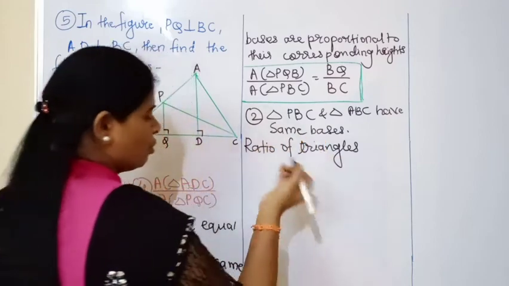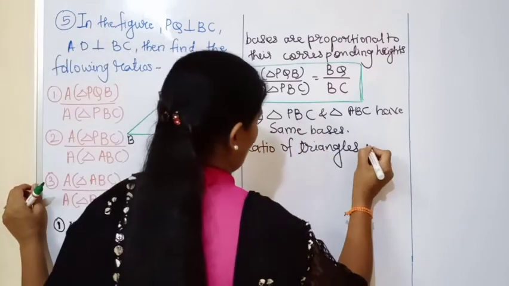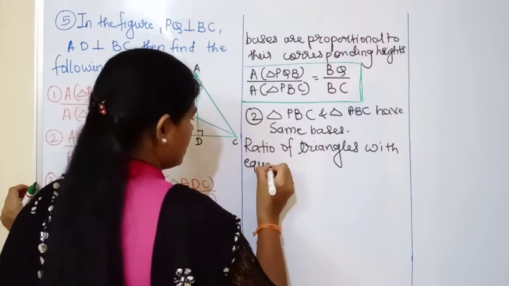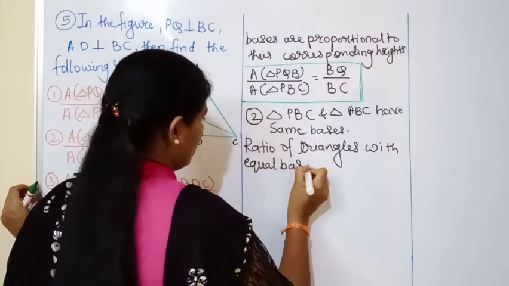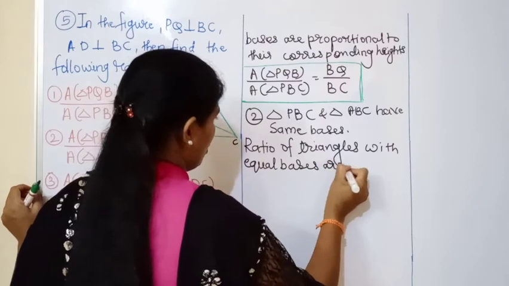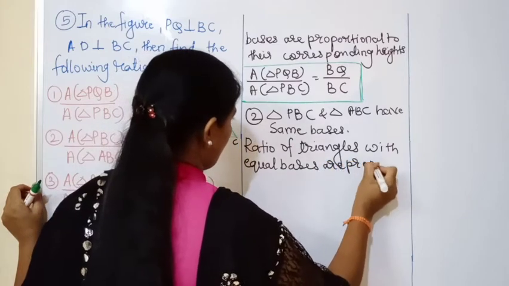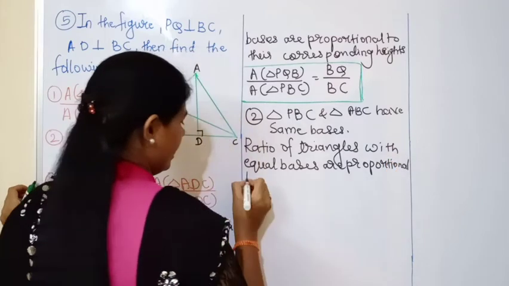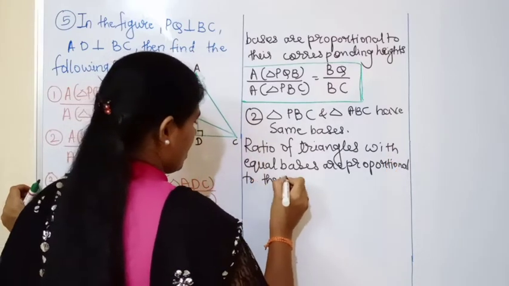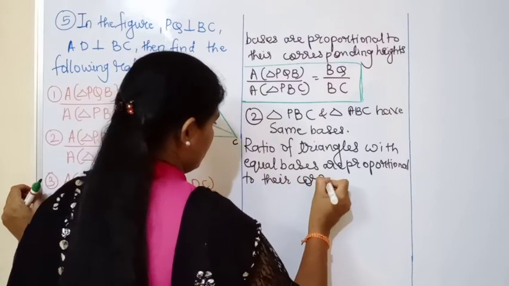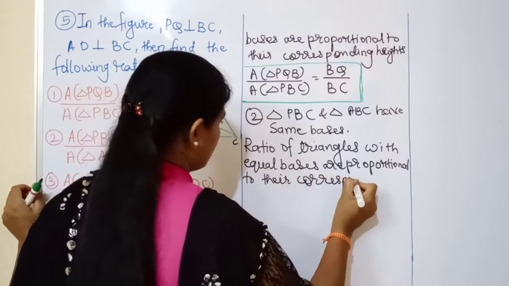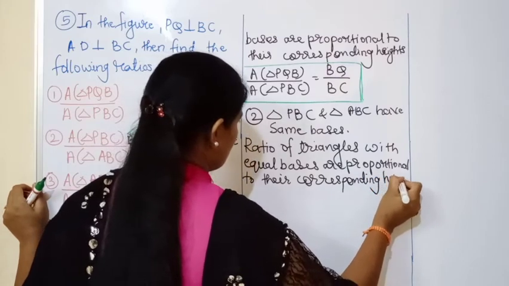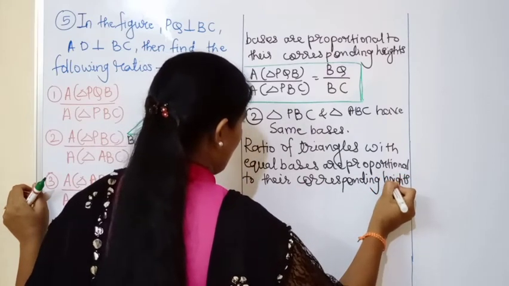Area of triangles, or ratio of the triangles with equal bases, are proportional to their corresponding heights. The statement is very, very important, as I told you. So, to their corresponding heights. So we are going to consider the heights here.